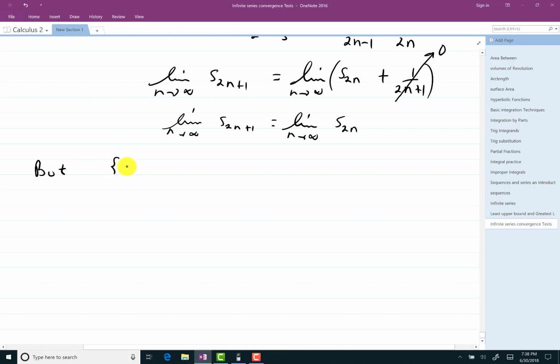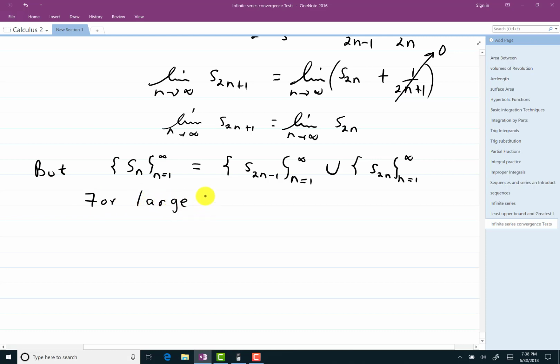the sequence itself of partial sums, s sub n, n equals 1 to infinity, is nothing but the union of these two sequences, s sub 2n minus 1, n equals 1 to infinity, union, we've seen that before, that's where you put set elements together, s sub 2n, n equals 1 to infinity. Then for large n, here we'll have n bigger than some mysterious capital N. We would then have that s sub n is either going to be an odd or an even index.